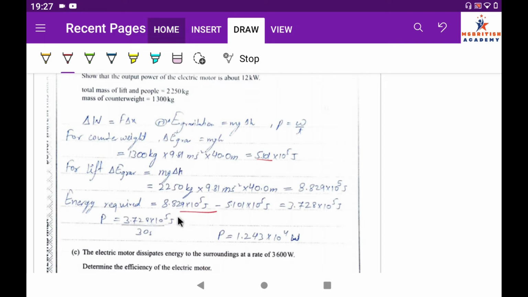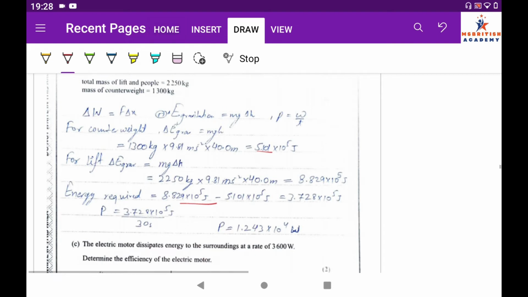So this energy required is our work done, and work done divided by time is going to be power. So power is 1.243 × 10⁴ watts.